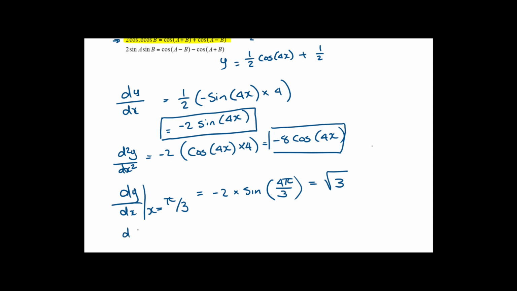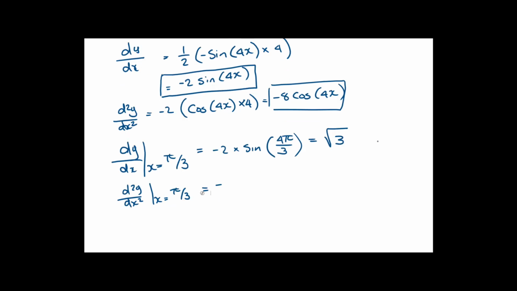Now we want to evaluate the second derivative, where x equals pi over 3, and that's going to be negative 8 cosine of 4 pi over 3. And the answer you should get should be 4.